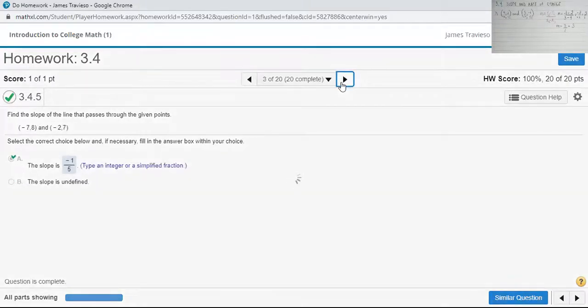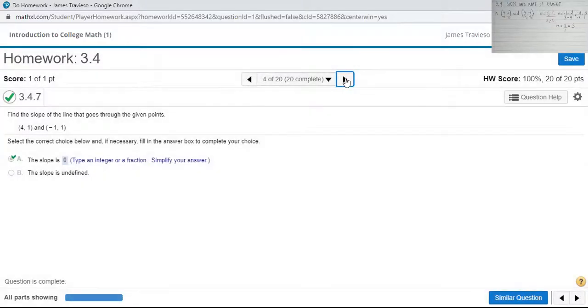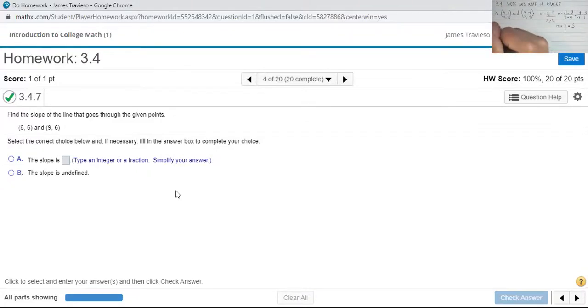All right, and that's basically how you're going to answer the first few problems. If they give you 2 points, that's what you're going to do. And let's talk about what happens when I get zeros on one of my slopes. So we have these points here: (6, 6) and (9, 6).